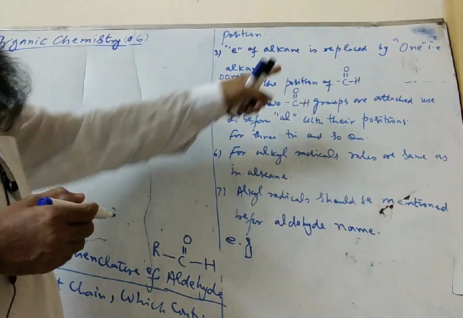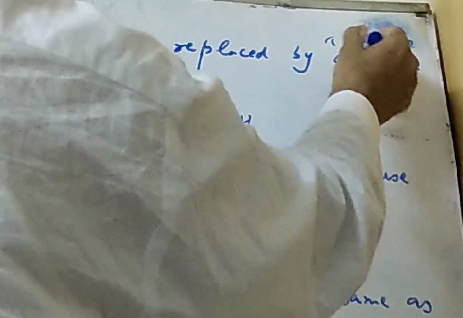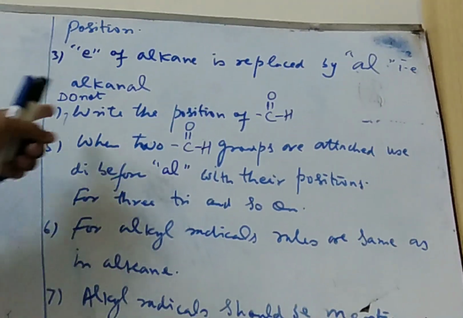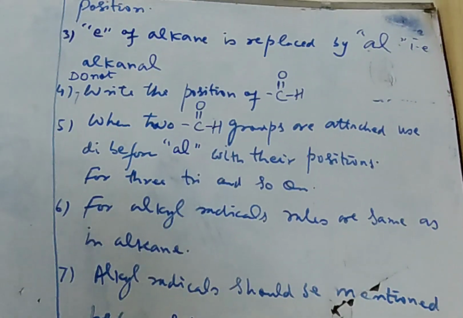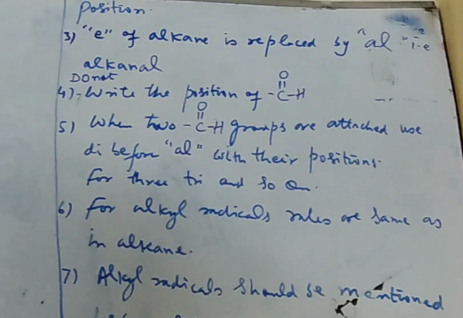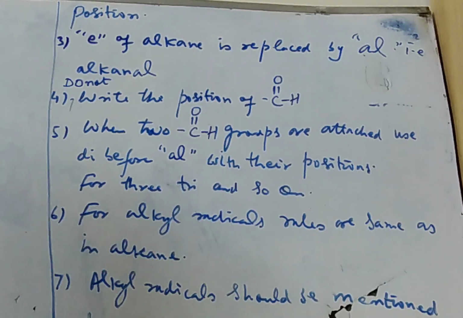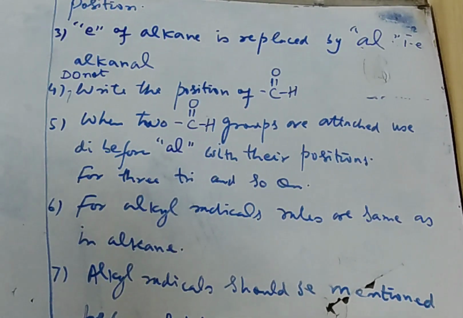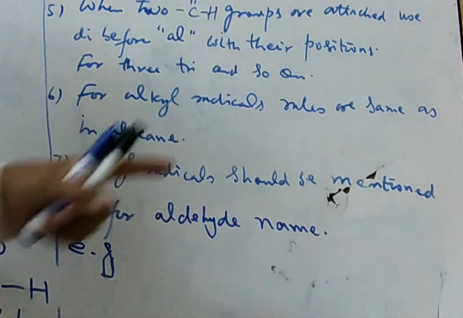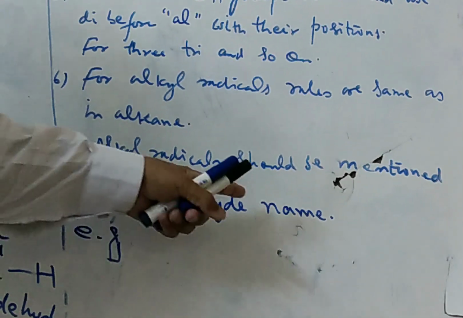The E of alkane is replaced by Al, that is alkanal. Do not write the position of CHO. When two CHO groups are attached, use di before al with their positions, for three, tri, and so on. For alkyl radicals, the rules are the same as for alkanes. The alkyl radical should be mentioned before the aldehyde name.